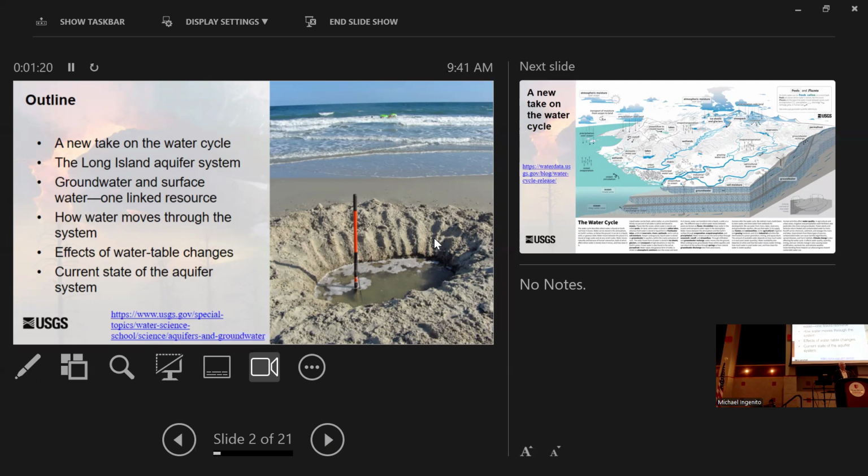If you've ever dug a hole into a beach near the shoreline, you've created a window into the water table. And so there you have surface water and groundwater side by side, linked together. I'll also talk a little bit about how water moves through those systems. A topic that's really relevant to this group today is the effects of water table changes on surface water features that are important for habitat. And then I'll wrap things up by talking about the current trajectory of our groundwater and our surface water resources.